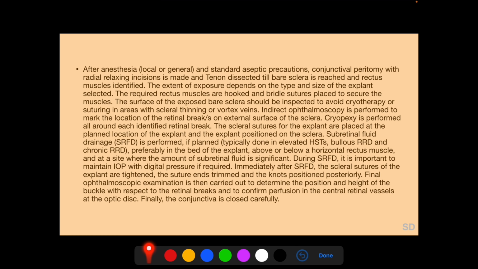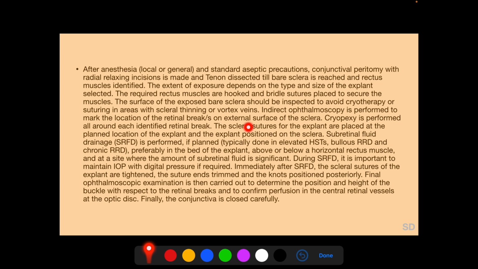The extent of exposure depends on the type and size of the explant selected. The required rectus muscles are hooked and bridle sutures placed to secure the muscles. The surface of the exposed bare sclera should be inspected to avoid cryotherapy or suturing in areas with scleral thinning or vortex veins. Indirect ophthalmoscopy is performed to mark the location of the retinal breaks on the external surface of the sclera. Cryopexy is performed all around each identified retinal break.